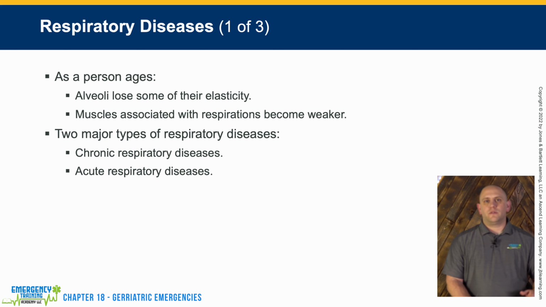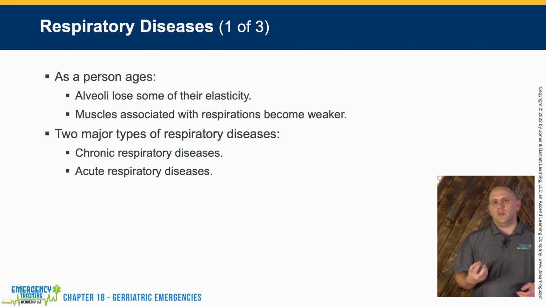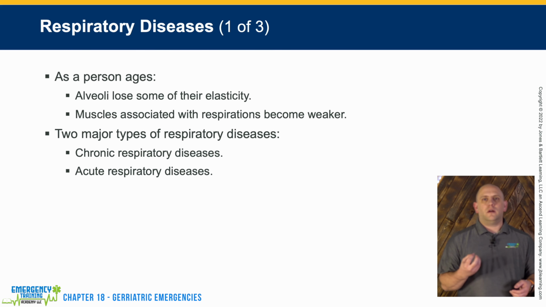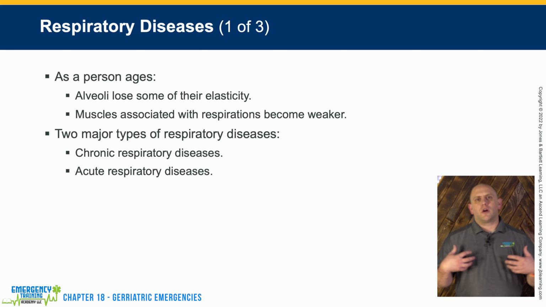As with our blood vessels becoming less elastic and hardening as we age, we also will have our alveoli, the little air-filled sacs in our lungs, lose their elasticity as we get older, and the muscles associated with respiration, the intercostal muscles in our chest or our diaphragm, will become weaker as we age. So we will end up having an increased number of respiratory distress issues with our patients.